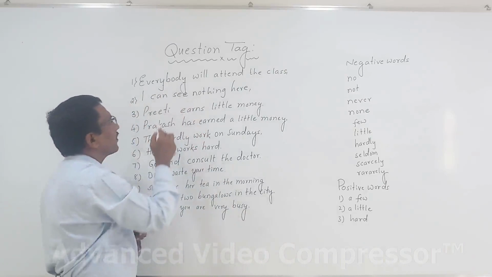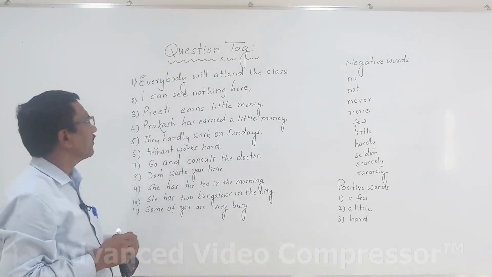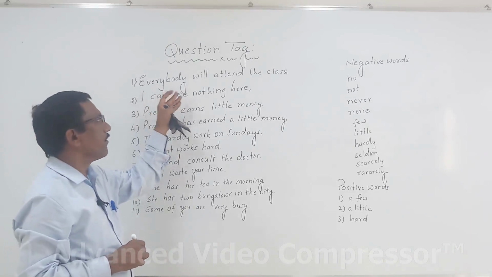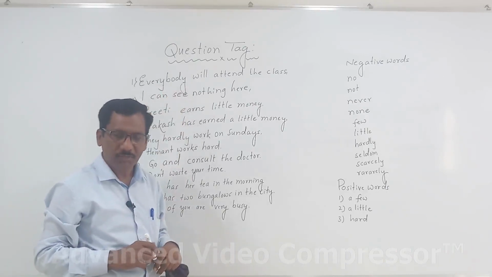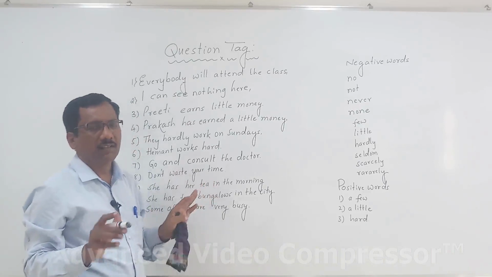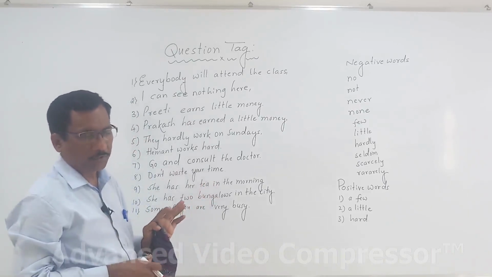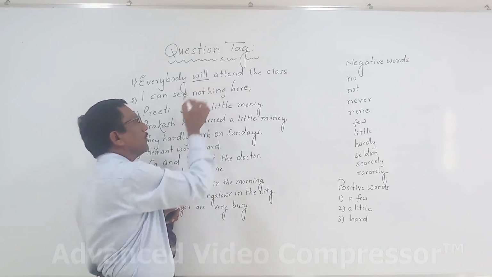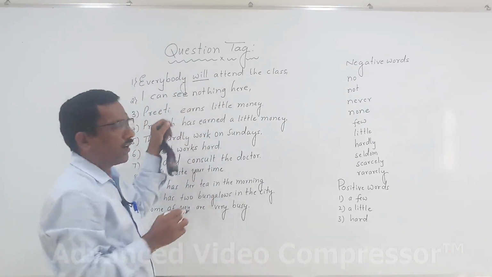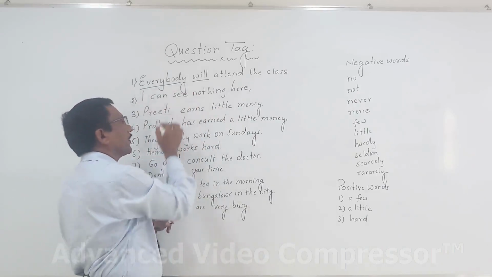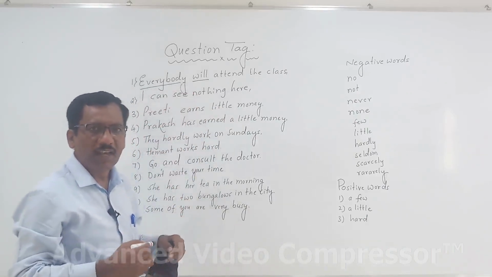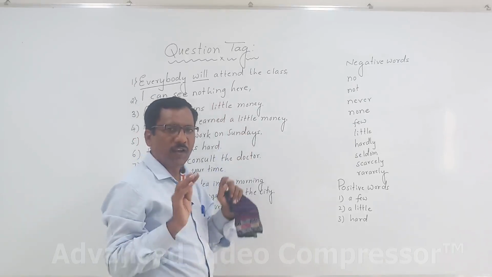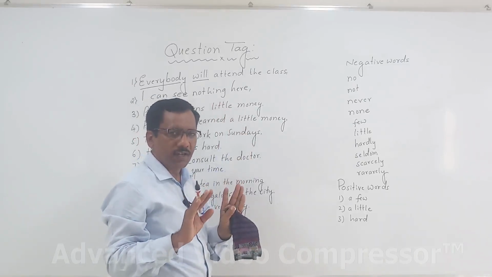The first example begins with everybody, and the whole sentence is, see here, everybody will attend the class. You know that the sentence is positive, and the sentence contains the helping verb will, and the subject is everybody. Okay, come on, let's add the suitable question tag. The sentence is positive, so we have to add a negative question tag.